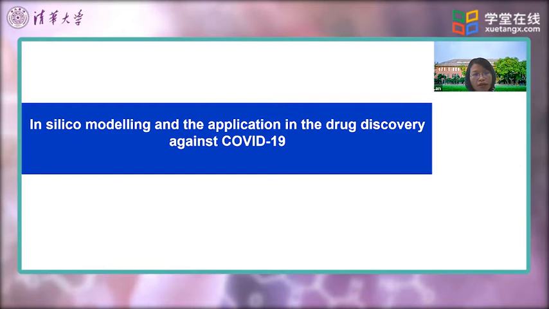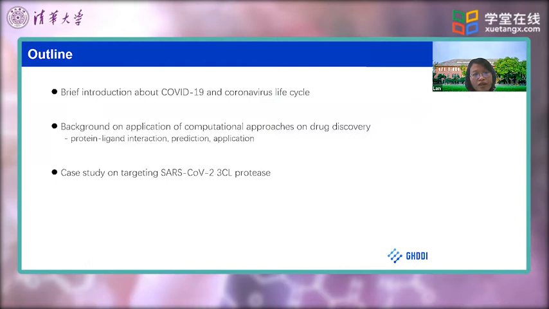Welcome to the class. Today, the topic of this class is in silico modeling and the application in the drug discovery against COVID-19. Here's our outline of this class. I will give a brief introduction about COVID-19 and related coronavirus life cycle, which will give potential treatment options. And then I will give the background on the application of computational approaches on the drug discovery in general, and I will specifically talk about protein-ligand interaction and the prediction and its application. Then I will give a demo of the case study using a computational approach to target SARS-CoV-2 3CL protease.